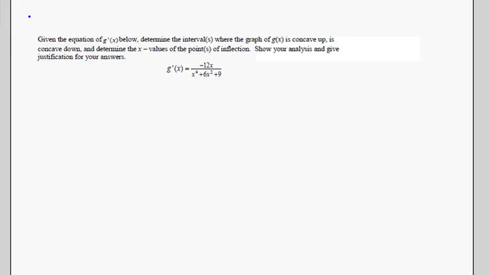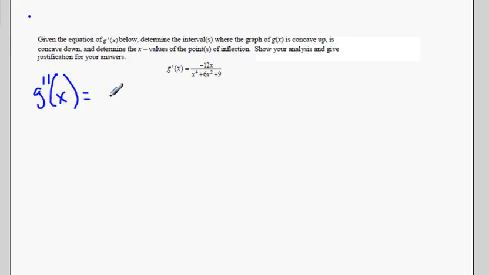So I'm given the first derivative. I've got to find the second derivative. I'm going to need the quotient rule and do some simplifying. Once I simplify, then I want to do a sign change chart, and that's going to help me figure out, again, where the original function's concave up, concave down, and any x value point of inflections. All right, so let's do that.